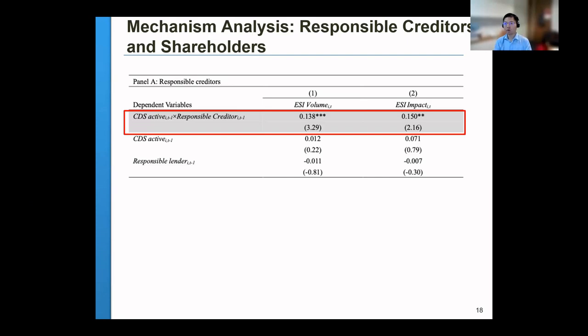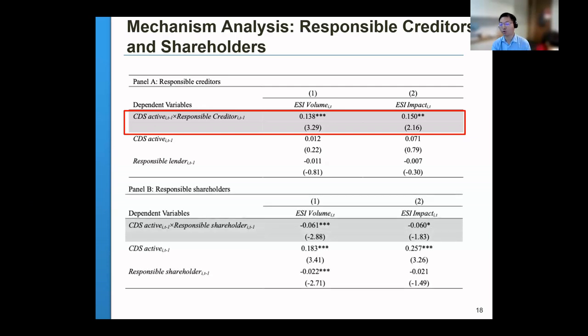The first one is responsible creditors and shareholders. If you want to examine the credit monitoring channel, then if there are more responsible creditors in the firm, after the inception of CDS trading, we expect the impact will be stronger because the monitoring incentive of the responsible creditors will be lower. That's exactly what we found. That verifies the credit monitoring channel.